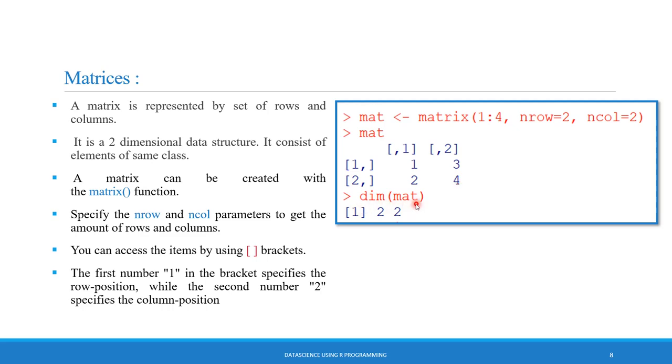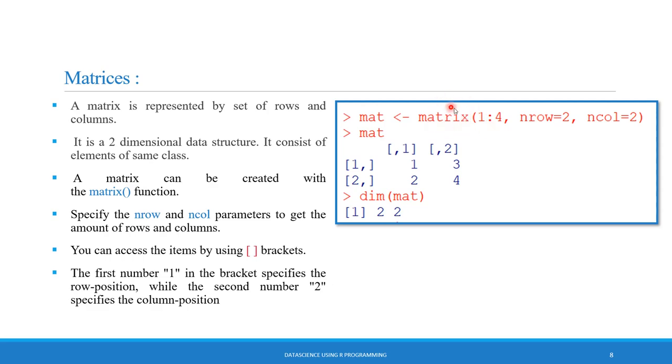You can find the dimension of a matrix using the function dim(). Within the parenthesis, you have to mention the name of the matrix you have created. Here the matrix which we are using is mat. So dim(mat) will provide you the dimension of the matrix mat. The matrix mat has 2 rows as well as 2 columns, so it has returned the dimension as 2, 2.